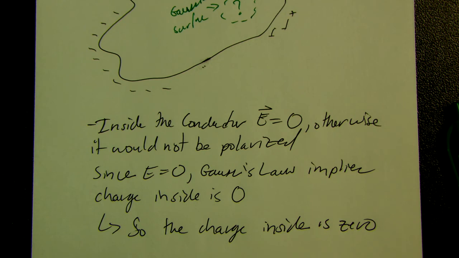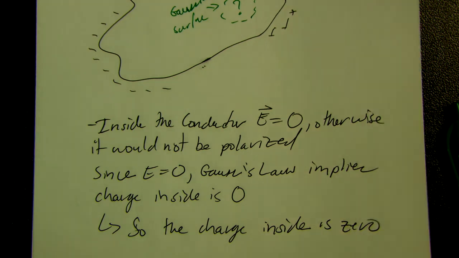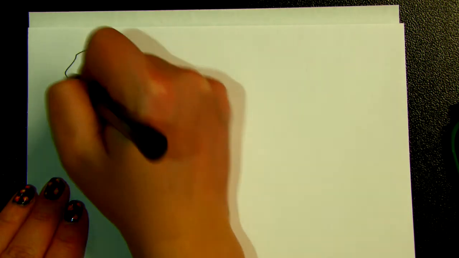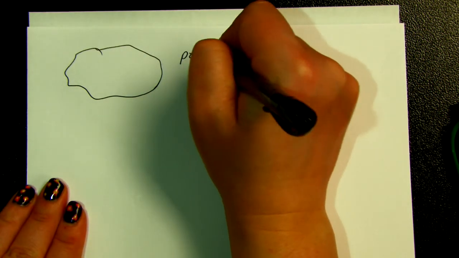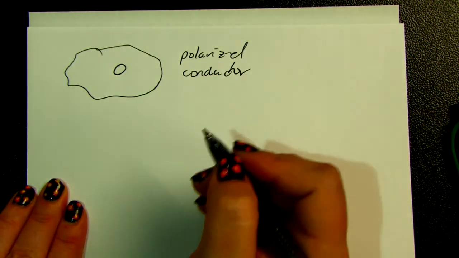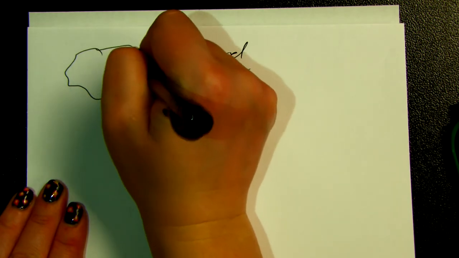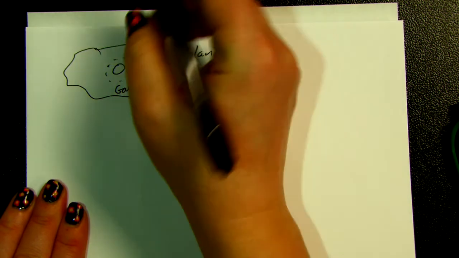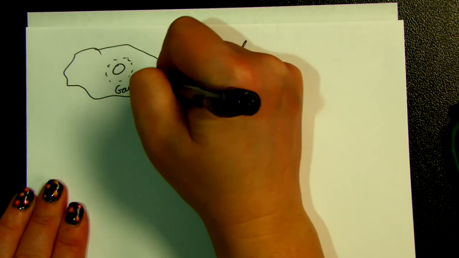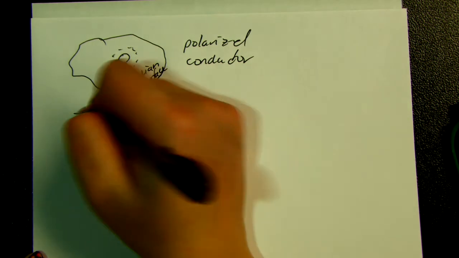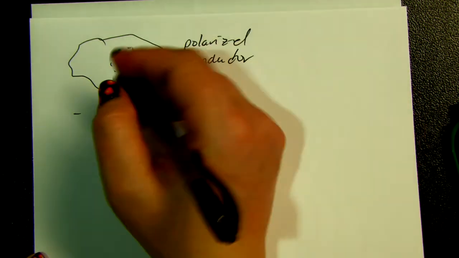All right, so now let's look at a case where we have a conductor with a hole inside. It's polarized, a conductor, and there's a hole in the bottom of the conductor. We're going to surround it with a Gaussian surface. Is there charge? We're going to use Gauss's law to find out. All right, can there be charge in there? Once again, we don't know.